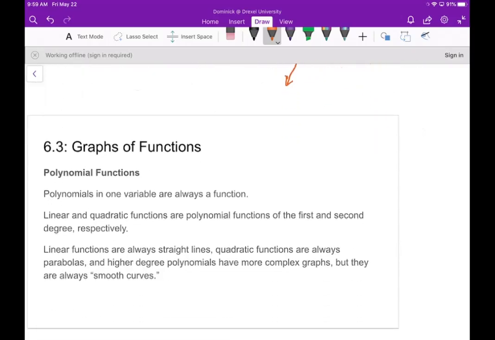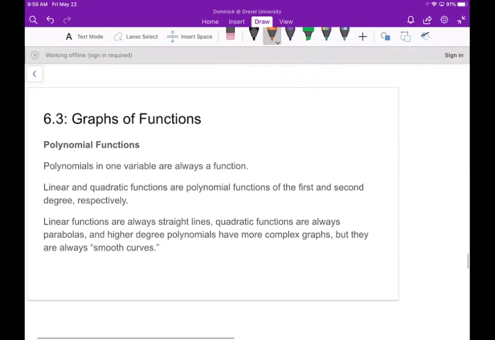Okay, so to finish off this section, we'll just make a remark that if you have a polynomial, which we discussed in a previous chapter, that has one variable, that's always a function. Of course, linear and quadratics are just examples of polynomials. And of course, we saw that they were functions. Any line that's non-vertical and any quadratic or any parabola is always a function.